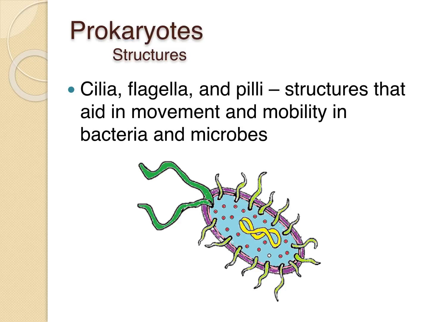Some structures that are found on prokaryotic cells are cilia, flagella, and pili. Those help move the bacterial cell through whatever fluid it's in.